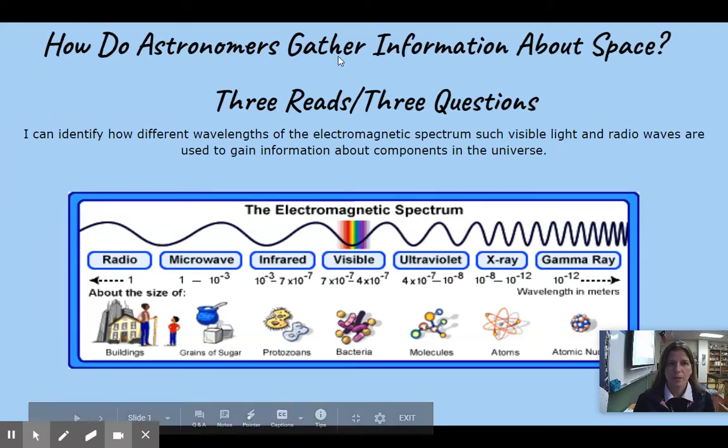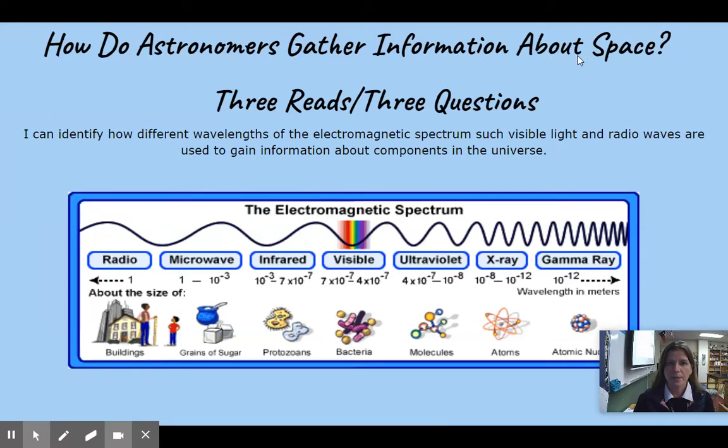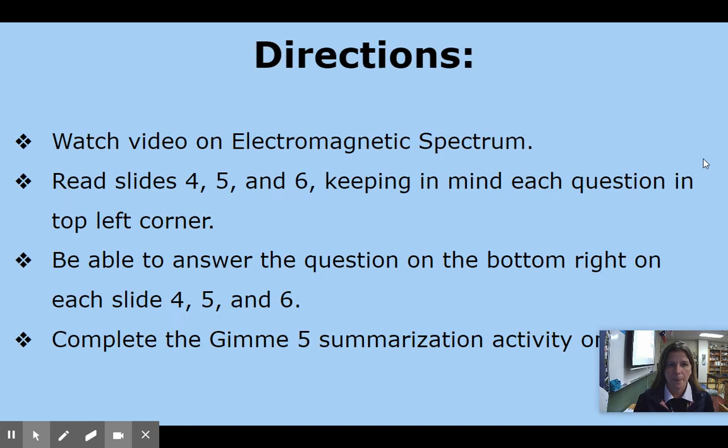How do astronomers gather information about space? We're going to do 3 reads and 3 questions. Today, I can identify how different wavelengths of the electromagnetic spectrum, such as visible light and radio waves, are used to gain information about components in the universe.